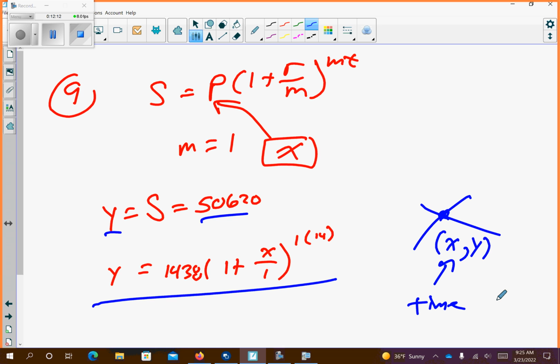Number 10: at what nominal rate, compounded quarterly, would $20,000 have to be invested to amount to $26,425.82 in 7 years? That's going to be very similar. Number 10, you're still going to use the same equation. You just have to plug in. You have to graph both sides.